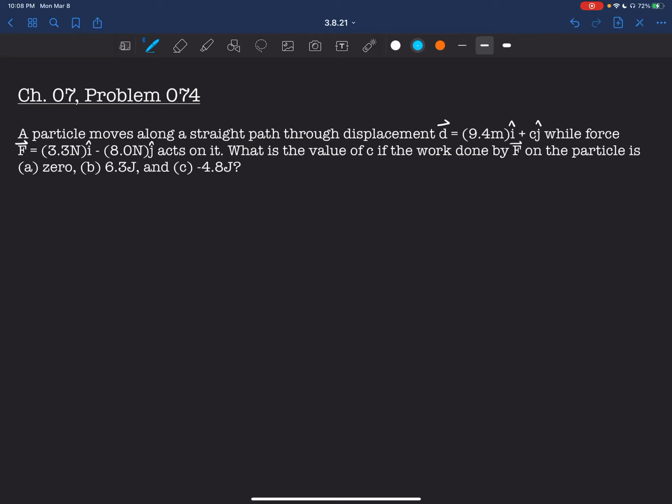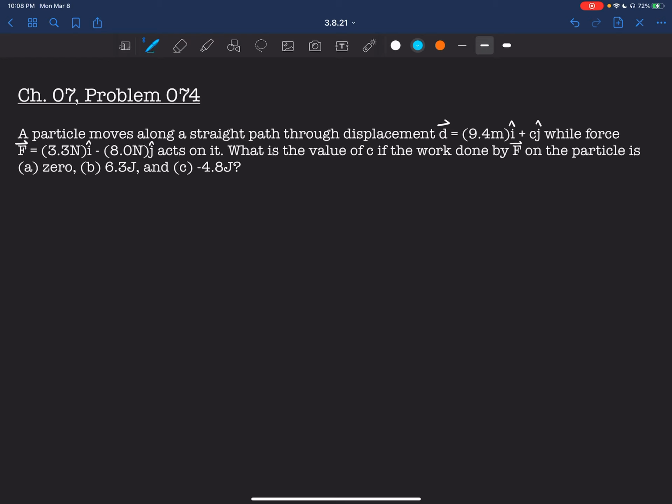All right, so as you can see, this is chapter 7, problem 74, and the problem says a particle moves along a straight path through this given displacement vector while this given force vector acts on it. What's the value of C if the work done by the force on the particle is either 0, 6.3 joules, or minus 4.8 joules?